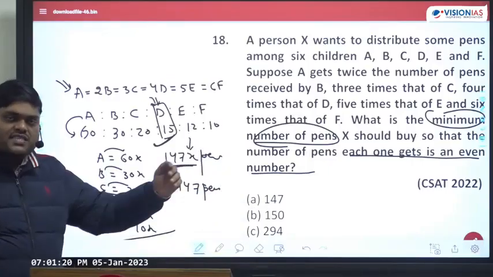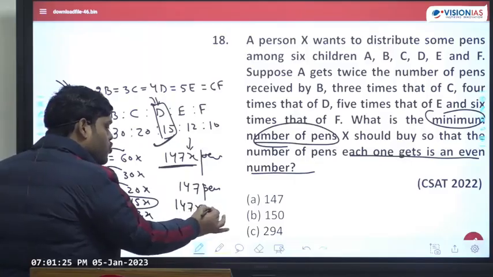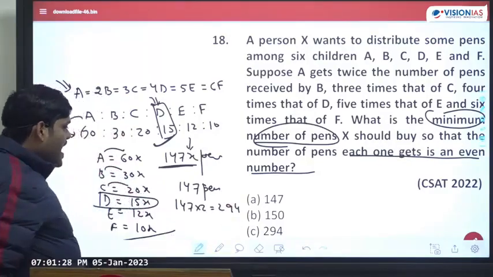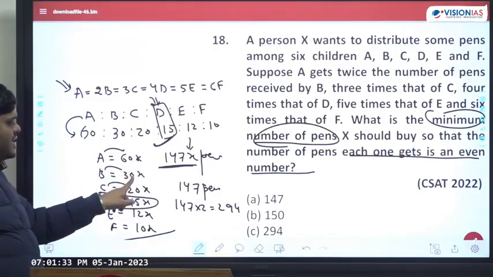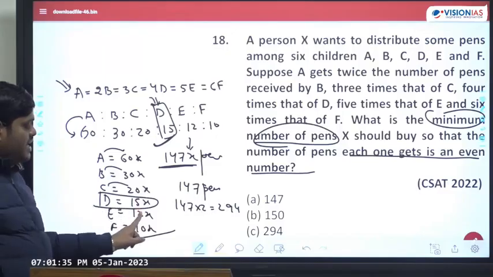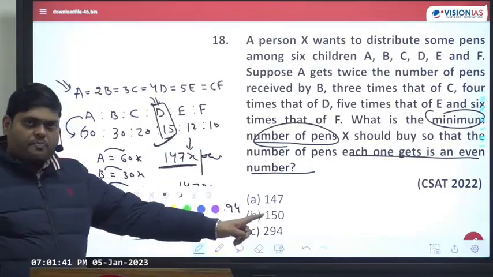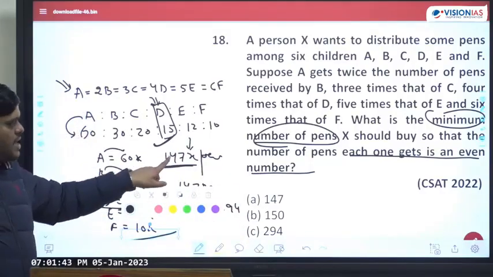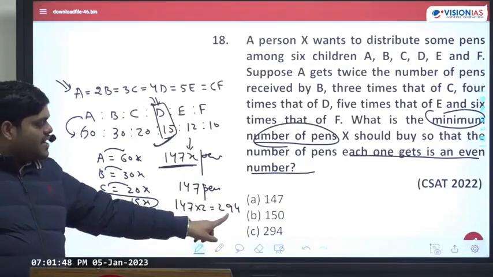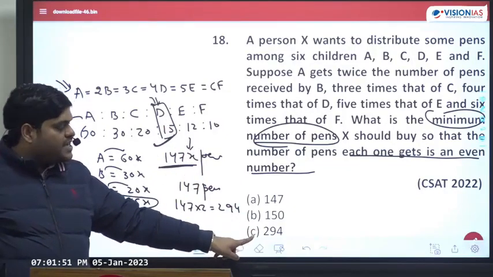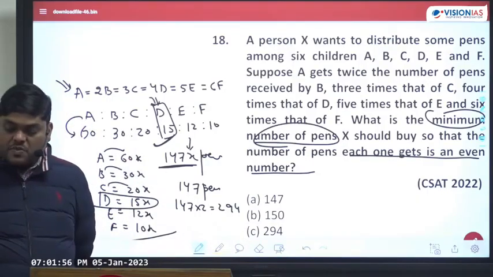What is the next value x can have? x can be 2. When I take x equal to 2, the total number of pens becomes 294. And when you put x equal to 2, they will have 120, 60, 40, 30, 24 and 20. Now in each case everybody has an even number of pens, and we are using the minimum value, because the minimum value of x is 1 and the second minimum is 2. So the correct answer will be 294. When 294 pens are there, everybody will get an even number of pens. I hope now this is making sense.